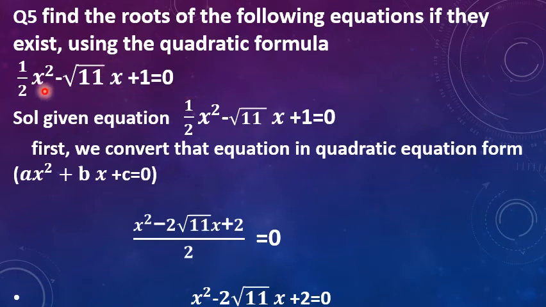First of all, we convert the given quadratic equation into the standard form of a quadratic equation, which is ax square plus bx plus c equals 0. So how to form it? On taking LCM and solving, we get our quadratic equation, which is x square minus under root 11 x plus 2 equals 0, which is the standard form of the quadratic equation.